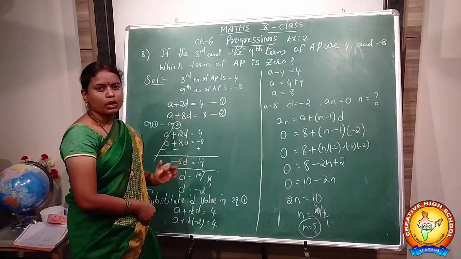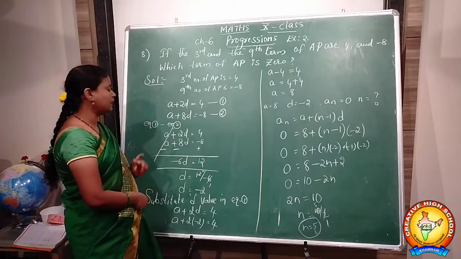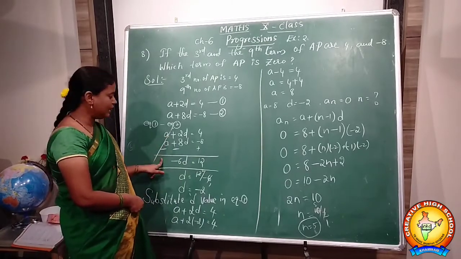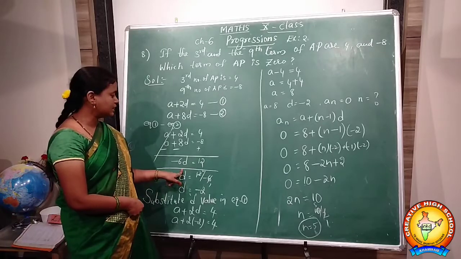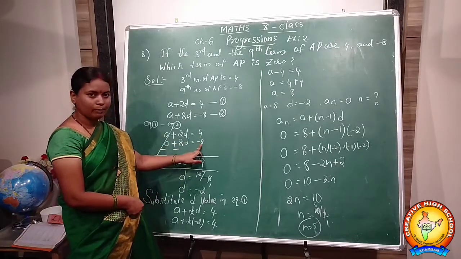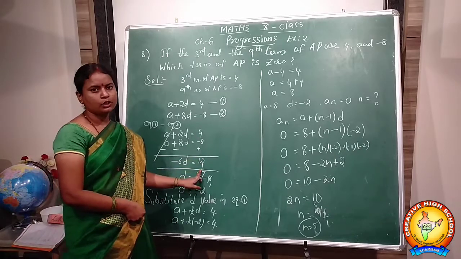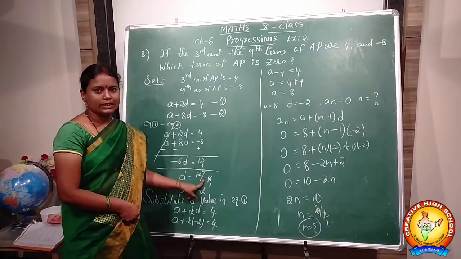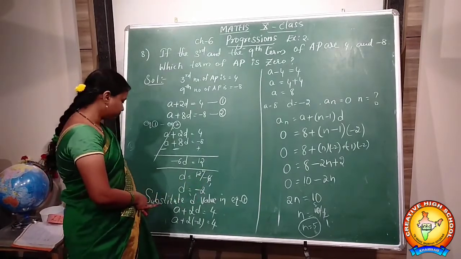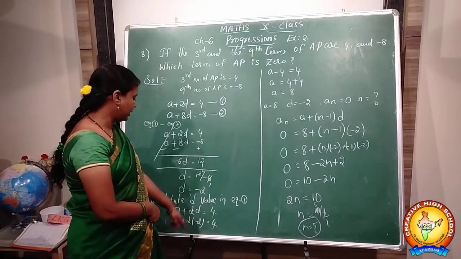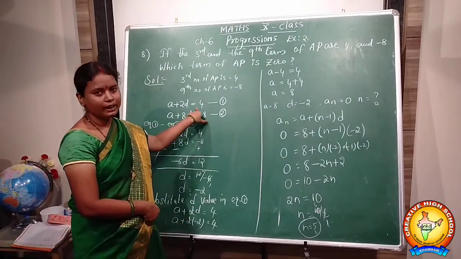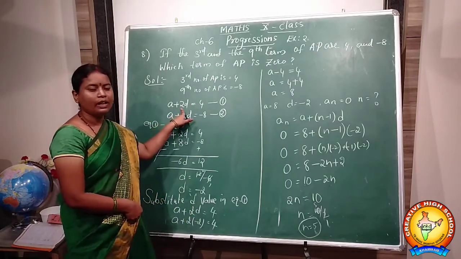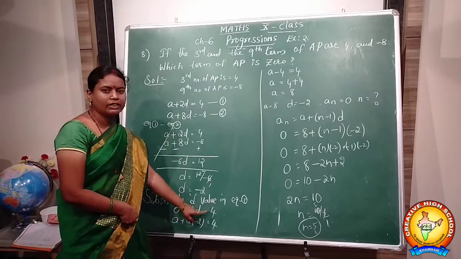So, let us take these two as equation number 1 and 2. If we subtract equation 2 from equation 1, then signs will become changed. Here A gets cancelled. 2D minus 8D will become minus 6D. 4 minus minus 8 will become plus 8, 4 plus 8 will become 12. So, if you find the D value, D is equal to 12 by minus 6. 6 ones are 6, 6 twos are 12, D value is minus 2. So, this D value I am substituting in equation number 1 to get the A value. What is equation number 1? A plus 2D is equal to 4.